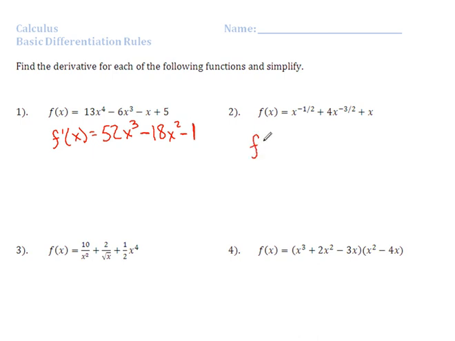In number 2, same thing. Bring the power down in front. Negative 1/2 x to the, when we decrease negative 1/2 by 1, it's negative 3/2. The second term, negative 3/2 times 4 gives us a negative 6x to the negative 5/2. And again, derivative of x is just 1.